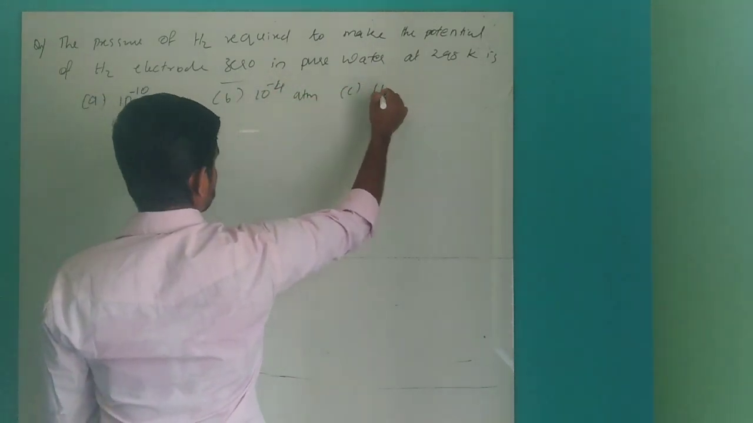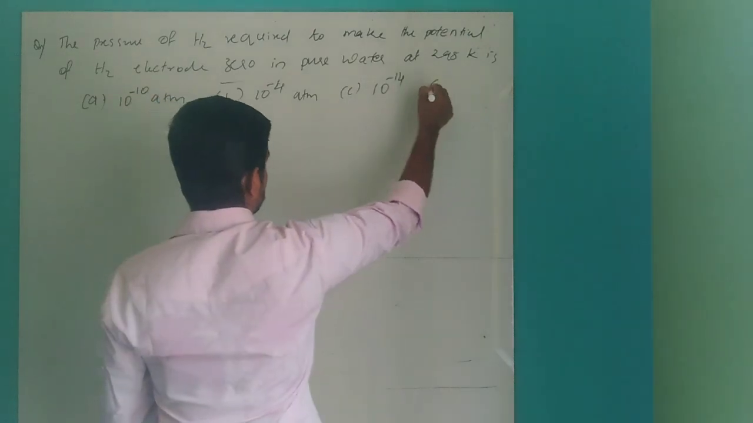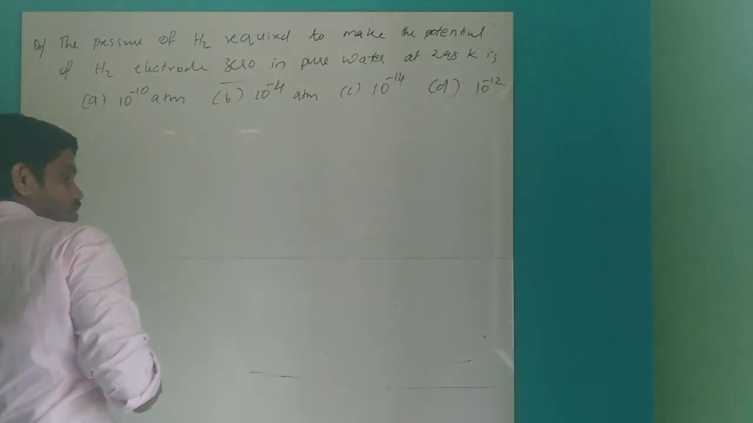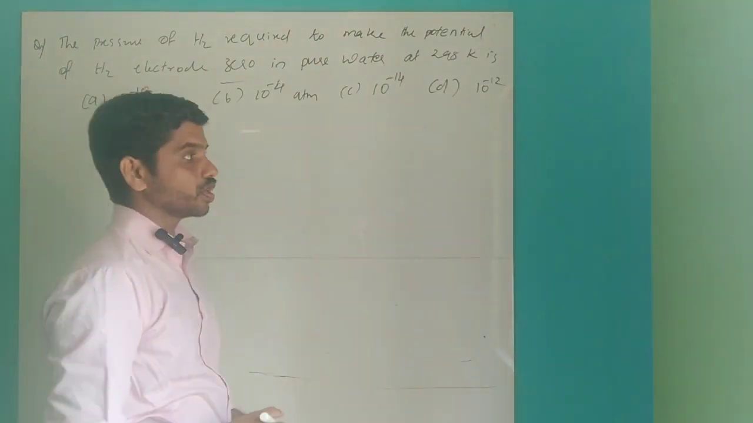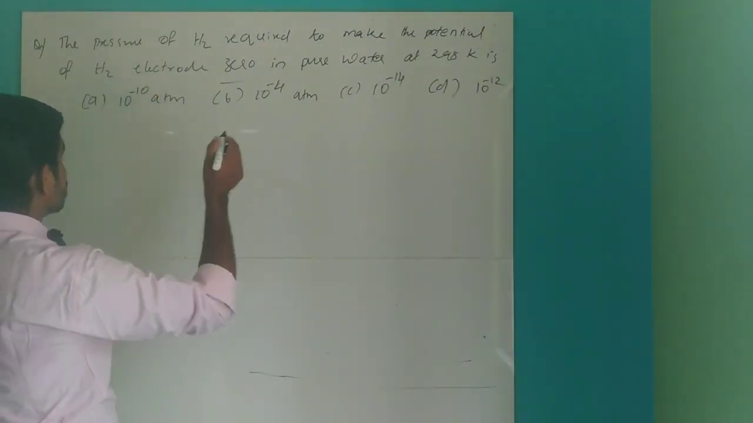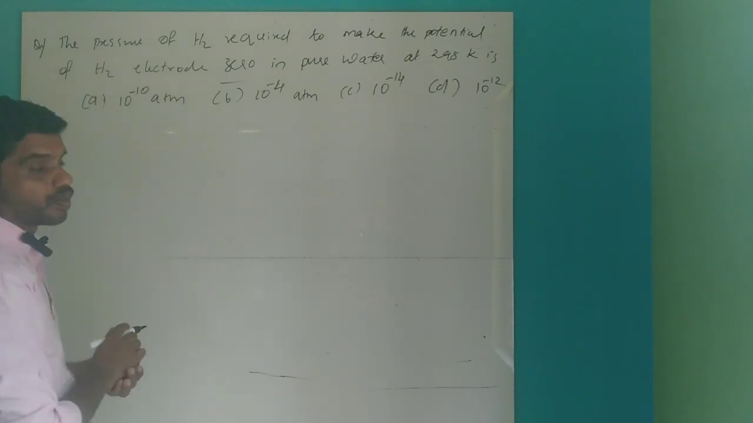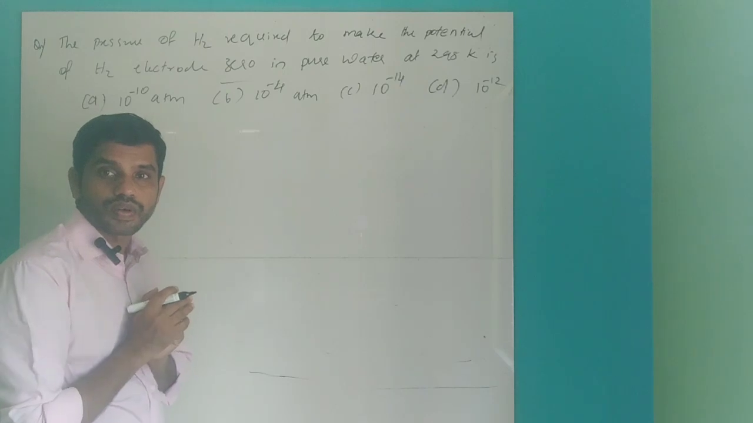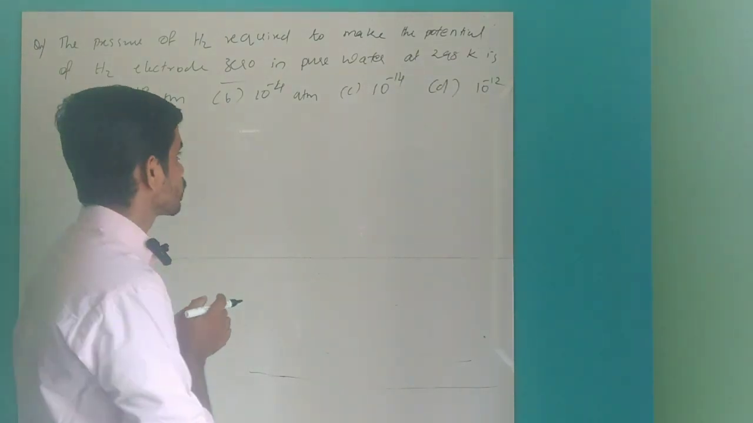Option C, 10 power minus 14 atm. And option D, 10 power minus 12 atm. So this is our question. Here we have to find out, okay, make the potential of the hydrogen electrode 0. So how much pressure of hydrogen is required?